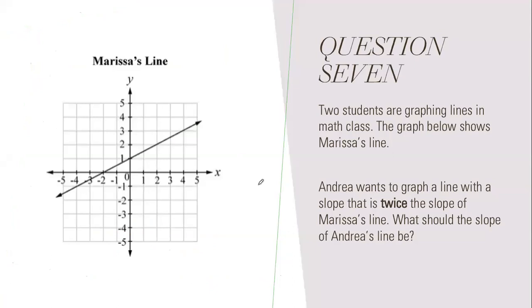100 for the day, major grade. All right, 2 students are graphing lines in math class. The graph below shows Marissa's line. Andrea wants to graph a line with a slope that is twice the slope of Marissa's line. What should the slope of Andrea's line be?